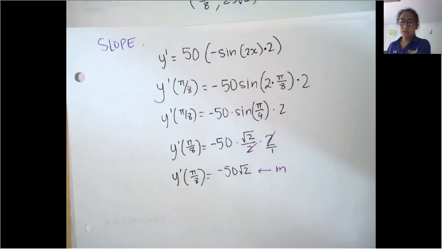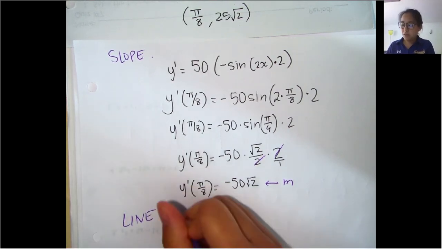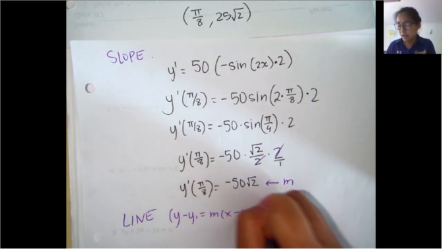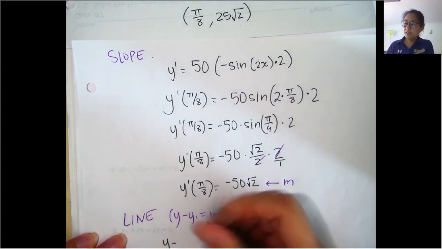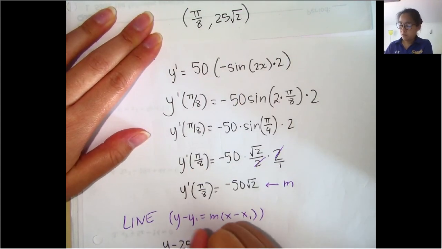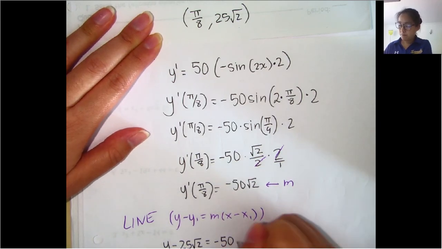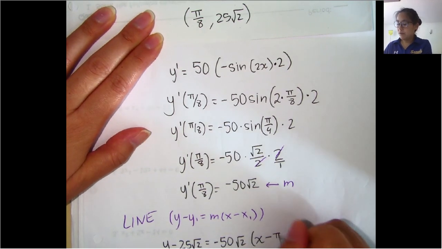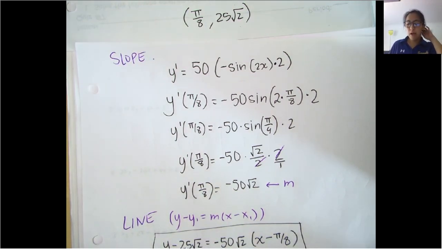Right? So let's go ahead and write the equation of the line. Okay, so again, we'll use point slope form. That's y minus y1 equals m times x minus x1. And so that would be y minus, and then y1 was right here, 25 root 2, equals m, which is negative 50 root 2, times, and then x minus x1. So x minus pi over 8. All right, and so that's going to be the equation of our line tangent to y equals 50 cosine of 2x at x equals pi over 8.